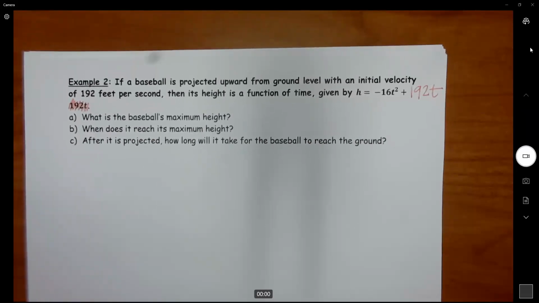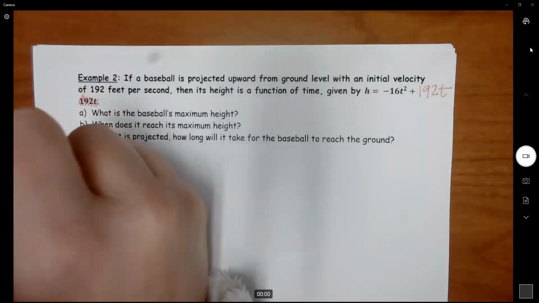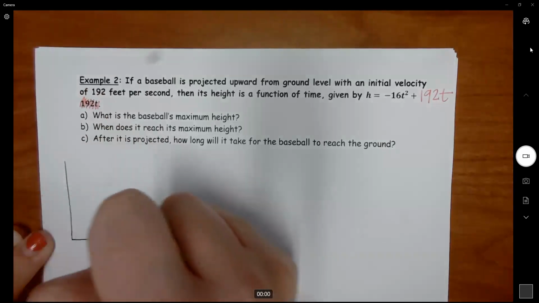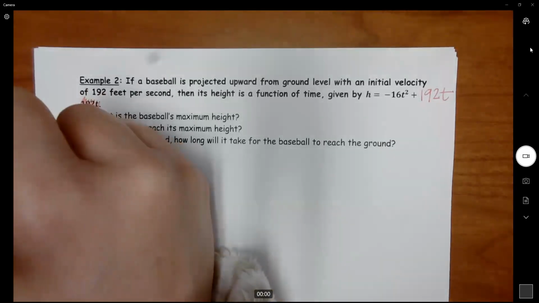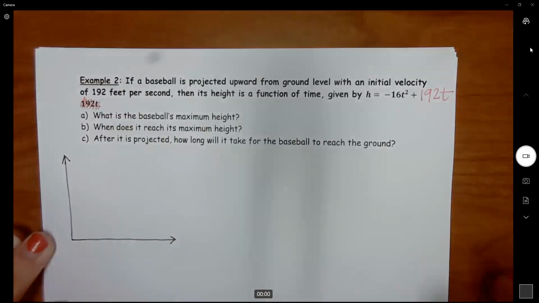And so we need to figure out what is the baseball's maximum height, when does it reach its maximum height, and after it's projected, how long will it take for the baseball to reach the ground? So let's just sketch what we have here.